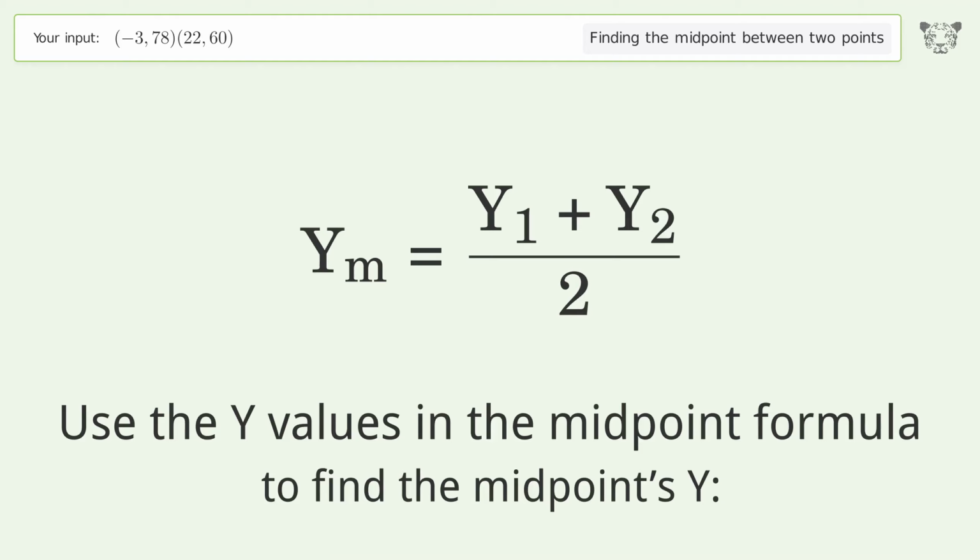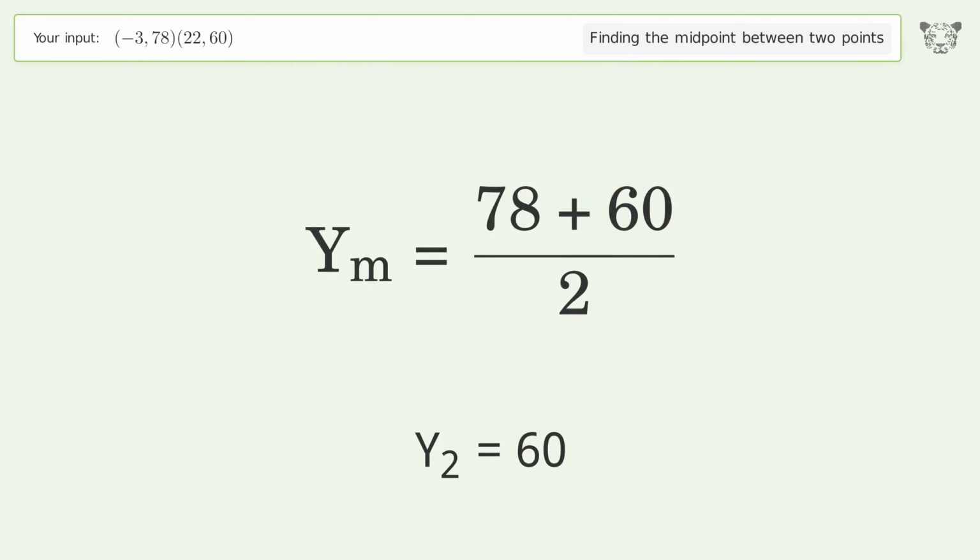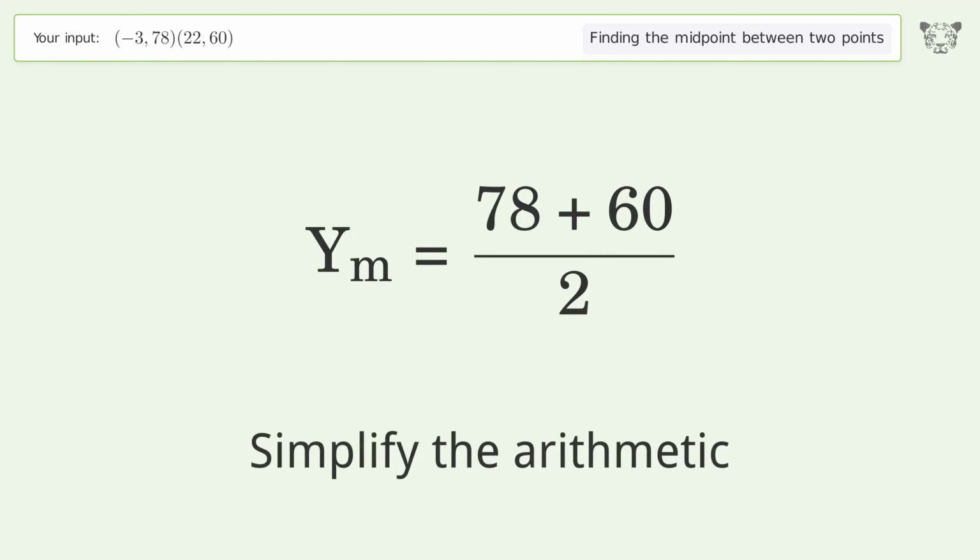Use the y values in the midpoint formula to find the midpoint's y. y1 equals 78. y2 equals 60. Simplify the arithmetic.